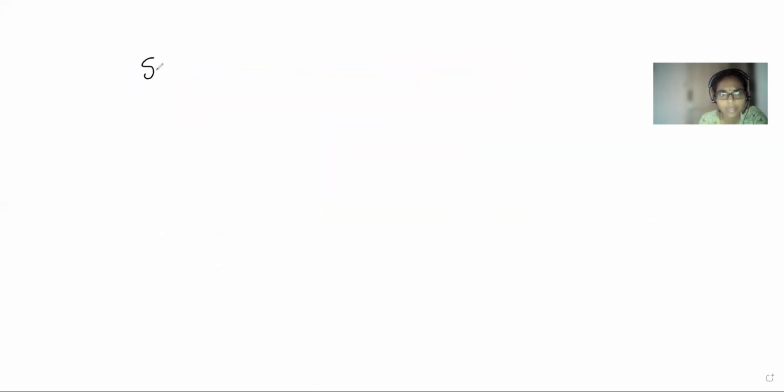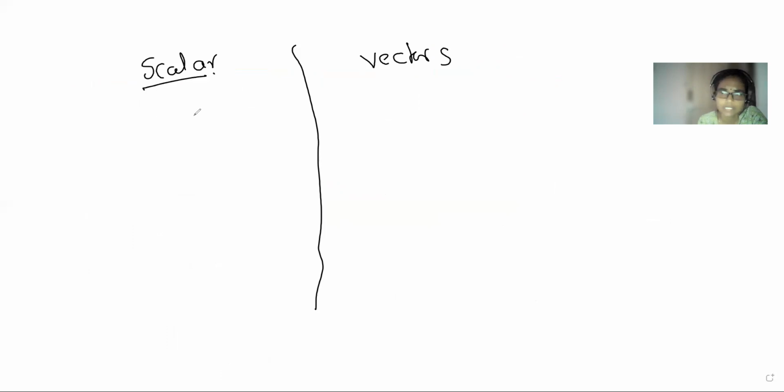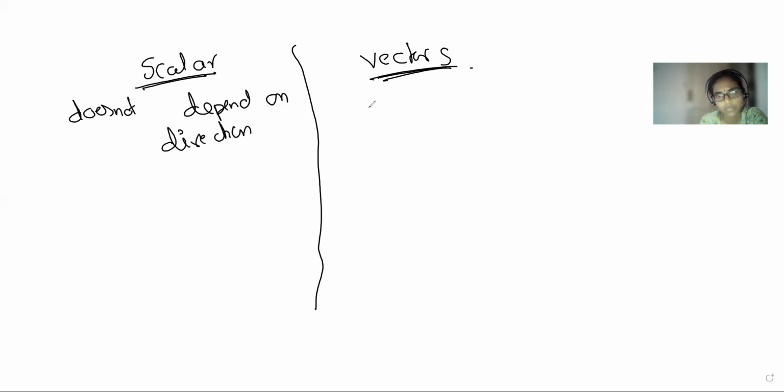See, scalars and vectors. The word scalar means it won't depend upon direction. In physics, we can divide the physical quantities into two types: one which does not depend on direction and one which will depend on direction.